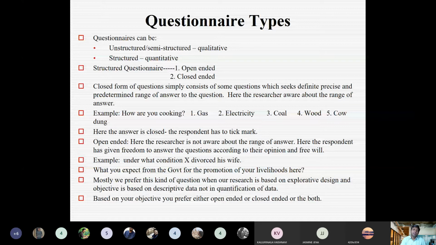So nothing to worry. After this, in the next class, I'll show you some questionnaire. If it were physical mode, it would have been good, but then I'll show you some questionnaire. There you can understand in a better way also.